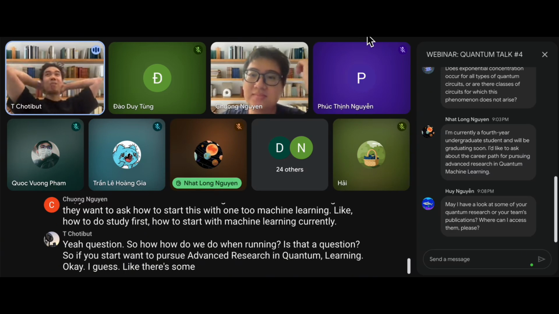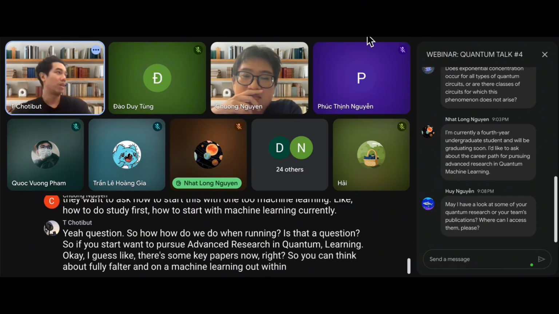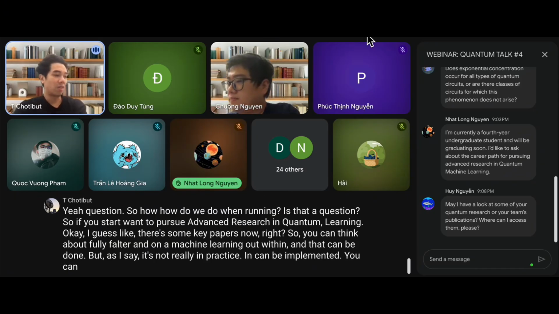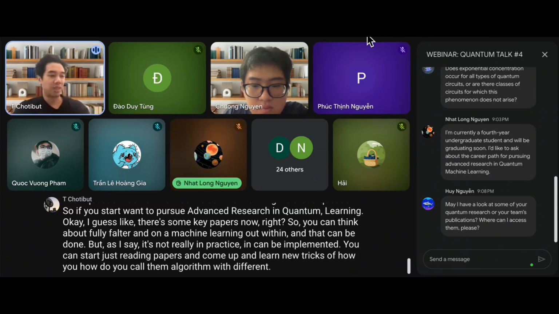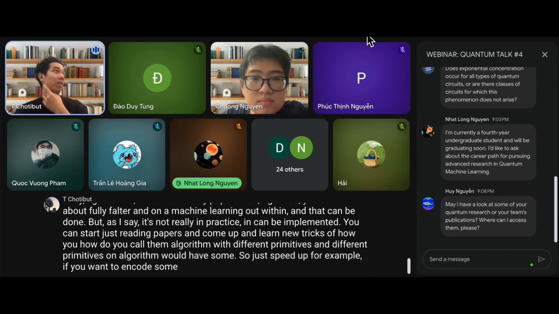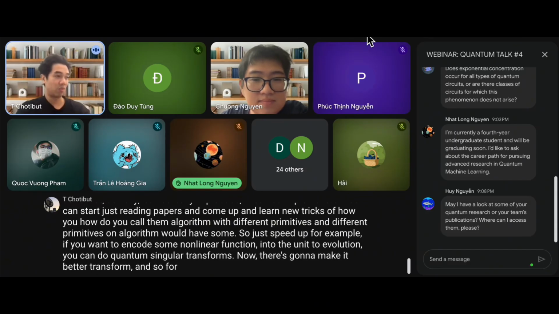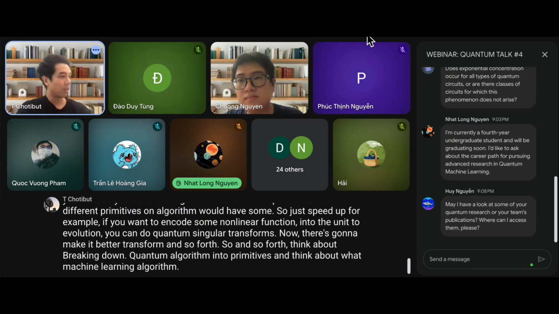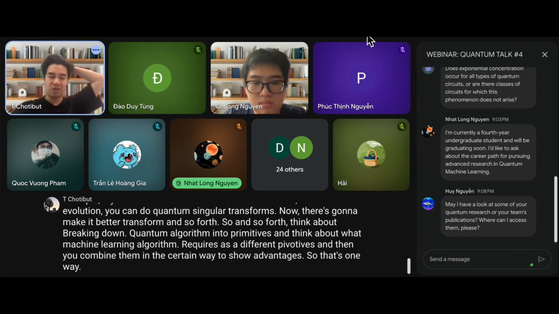I guess there are some key papers now, right? You can think about fully fault-tolerant quantum machine learning algorithms, and that can be done, but as I said, it's not really in practice and can't be implemented yet. You can start just reading papers and learn new tricks of how to use quantum algorithms with different primitives, and different primitives would have certain speedups. For example, if you want to encode some nonlinear function into the unitary evolution, you can do quantum singular value transformation. Now there's quantum eigenvalue transformation, and so on. Just think about breaking down quantum algorithms into primitives, and think about what a machine learning algorithm requires as different primitives, and then we combine them in a certain way to show advantages. That's one way for the fault-tolerant algorithm.